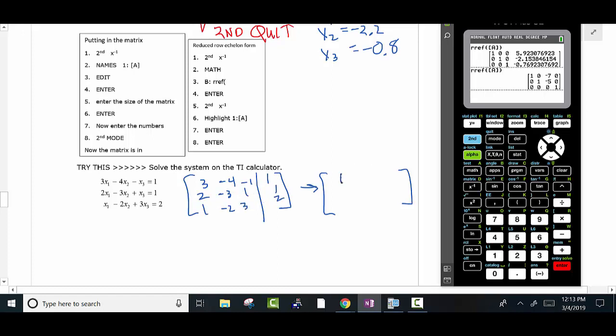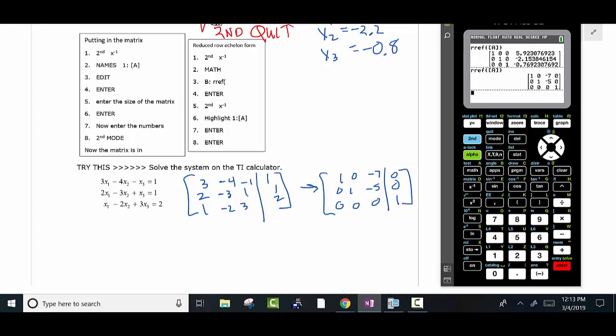Okay, so the answer looks like 1, 0, negative 7, 0, and 0, 1, negative 5, 0, and then 0, 0, 1 like that. Okay, now something different happens on this problem. We haven't talked about that yet, but mostly I want to see that you've got everything in your calculator okay.